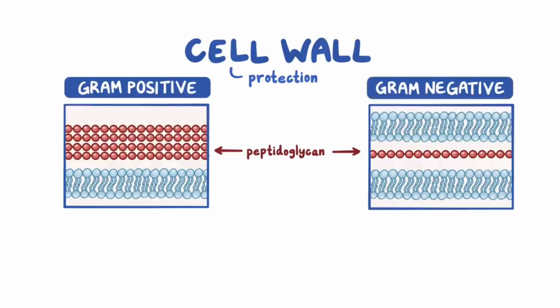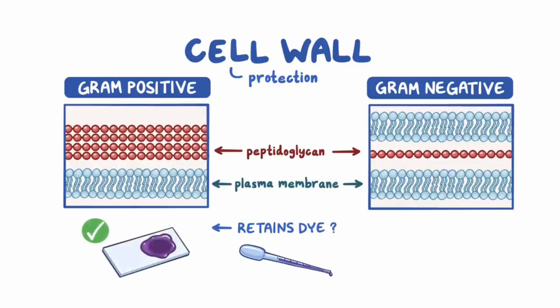Gram positive bacteria have a thick layer of peptidoglycan, and gram negative bacteria have a thin layer. In gram positive bacteria the dye shows as positive, and in gram negative bacteria the dye shows as negative.